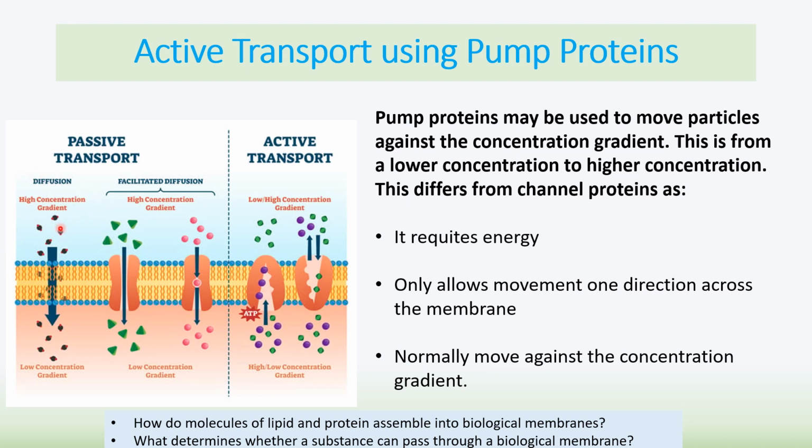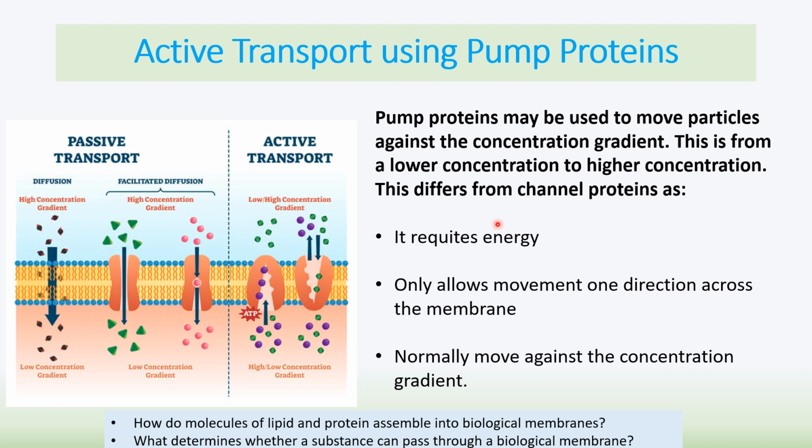So simple diffusion goes straight through the phospholipid bilayer. Facilitated diffusion uses either carrier proteins or channel proteins to go down the concentration gradient from a higher concentration to a lower one, through proteins facilitating it, whereas active transport uses ATP to force molecules against the concentration gradient from a lower concentration to a higher concentration.